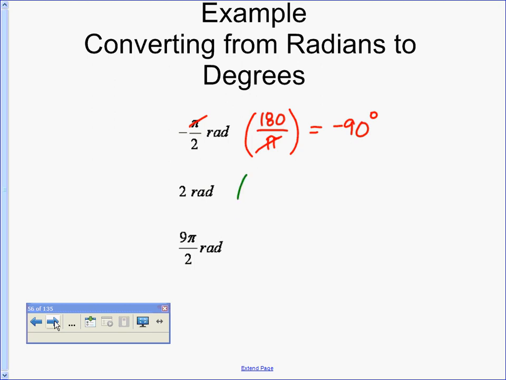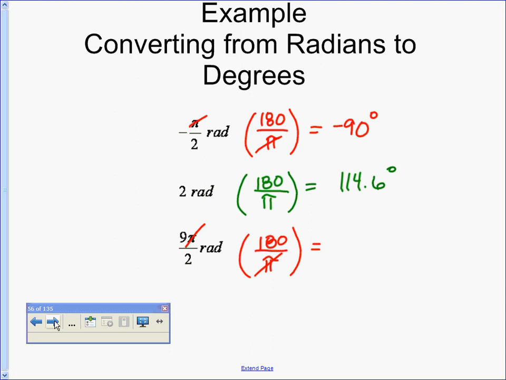The second one does not have a pi in it, so it's not going to cancel. We want to multiply by 180 over pi, and when we do that, on your calculator you get about 114.6 degrees. And then on the last one, we have 9 pi over 2 radians. So with the 180 over pi, the pi's cancel again, and so you have 9 halves times 180, and that is going to give us about 810 degrees.